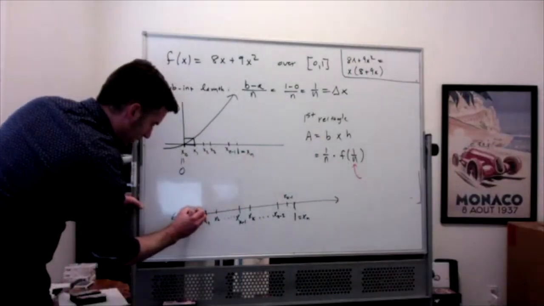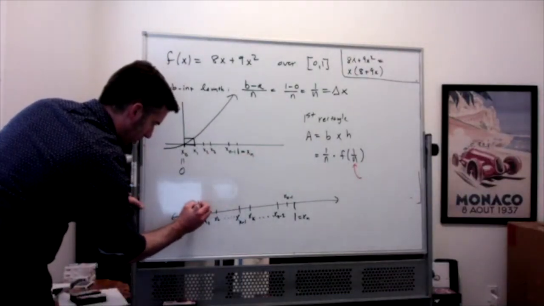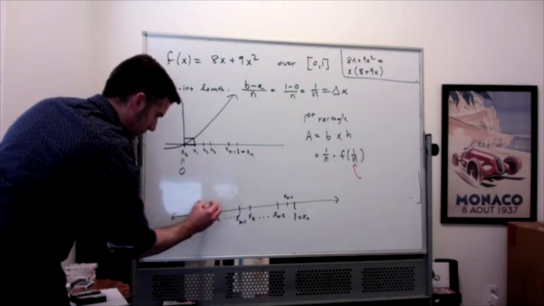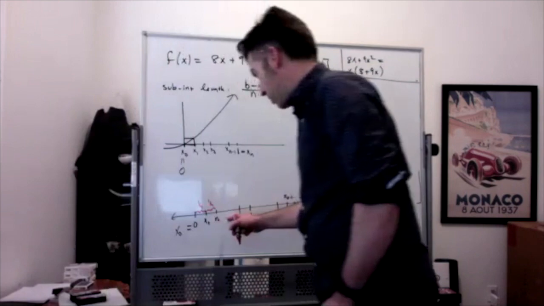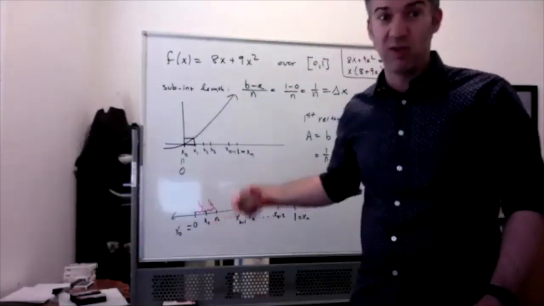So this first one, x sub 1, is at 1 over n. This next one, x sub 2, is at 2 over n. The next one, x sub 3, would be 1 over n plus 1 over n plus 1 over n, which is 3 over n.